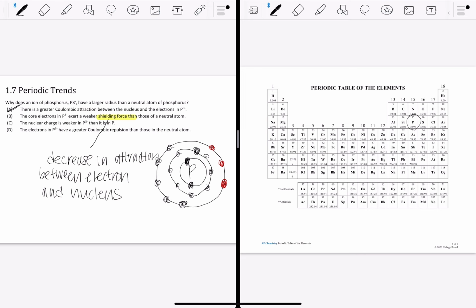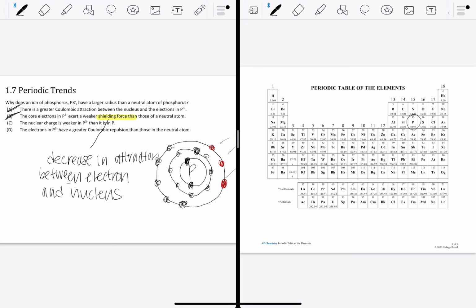And an increase in attraction between electron and nucleus means the radius is going to be smaller. However, we know that having 3 more electrons is going to make the radius bigger, not smaller. So it should have a bigger shielding force and a bigger decrease in attraction between electron and nucleus. So this is not true.